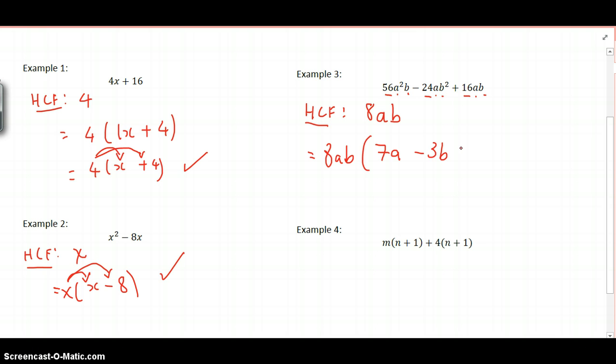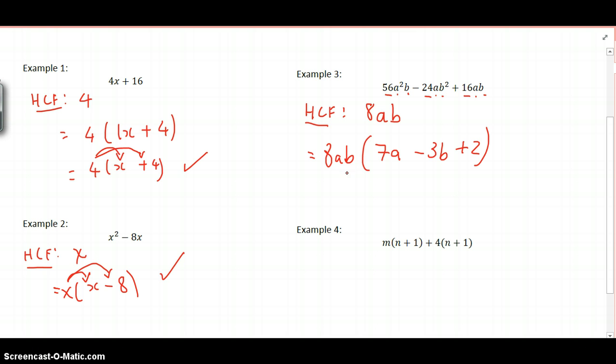Now the next step is the last term. What is 16 divided by 8? That is 2. And what is A divided by A? Nothing. Oh, well, 1, but it cancels out. And B divided by B cancels out. So therefore we are just stuck with this.